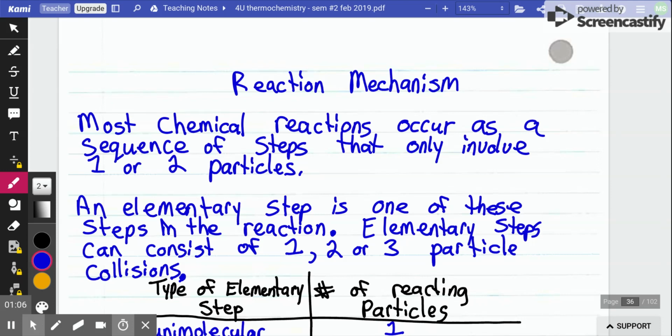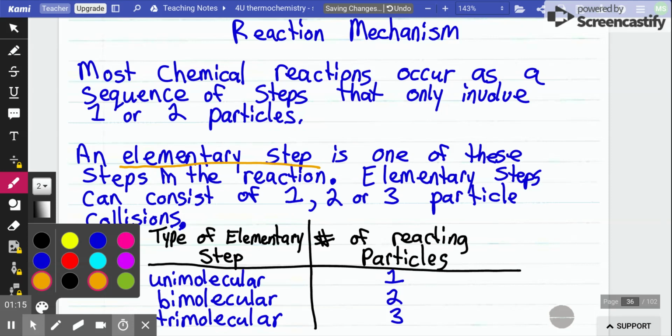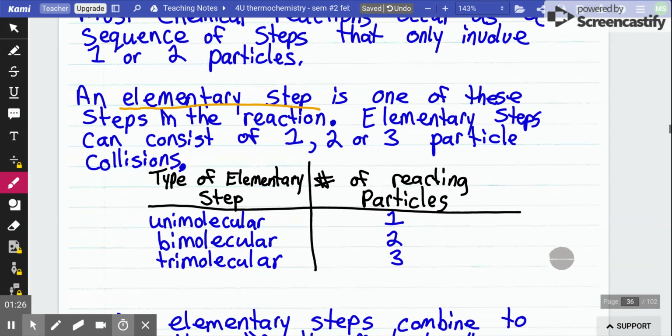So when we're talking about these steps, the steps have a name and they're called an elementary step. So an elementary step can consist of 1, 2, or 3 particle collisions. It is basically unheard of for a 4 particle collision to happen. So the type of elementary step is unimolecular if it involves 1, bimolecular if it involves 2, and trimolecular if it involves 3 particles combining.